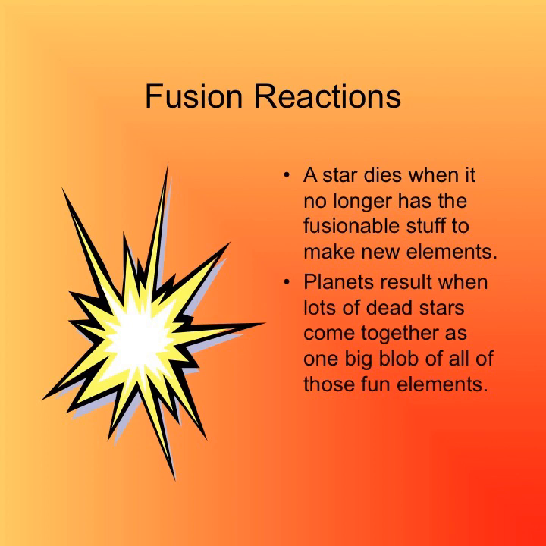A star will, and these are just general terms, pretty much die when it doesn't have any more fusionable matter, so that it can't make new elements, and therefore it runs out of energy. And then planets are thought to result from the conglomeration of a bunch of dead stars that come together, and they make that big blob of all these elements that we find on this particular planet.